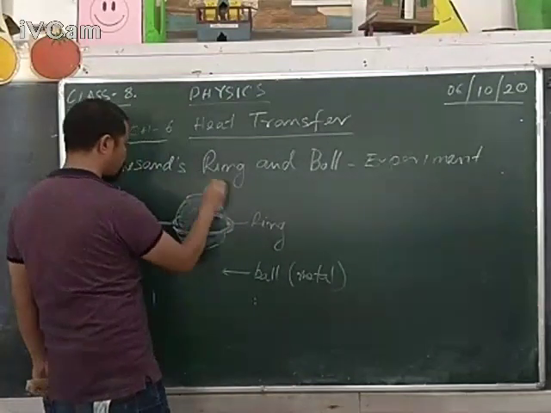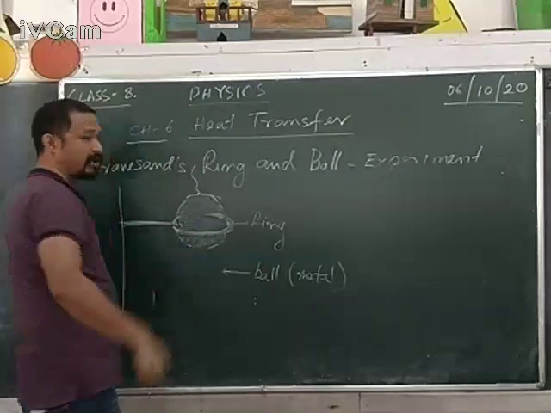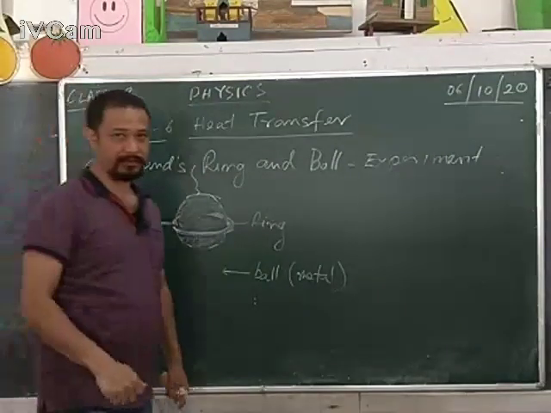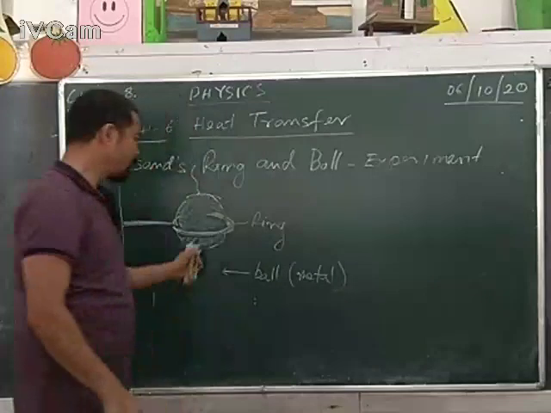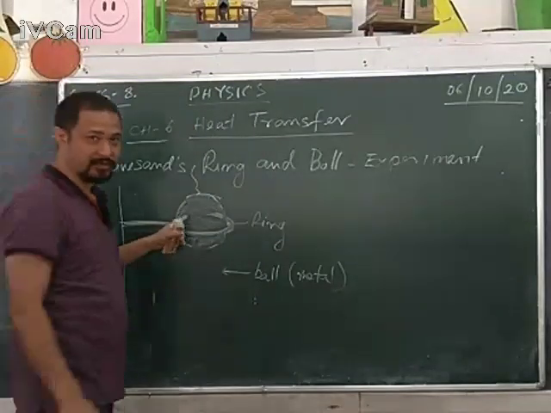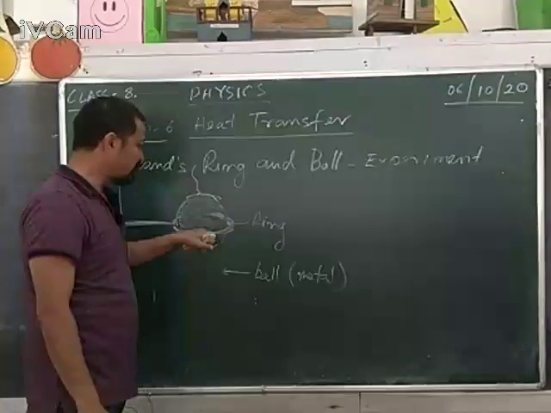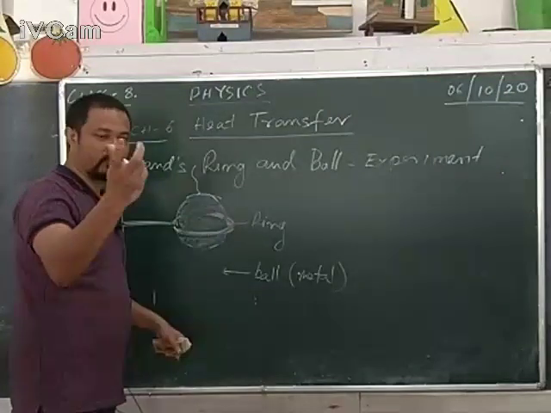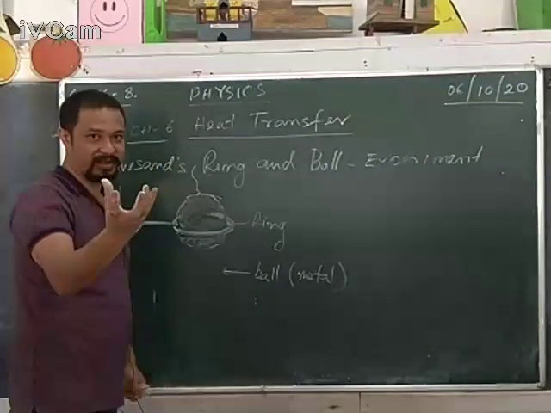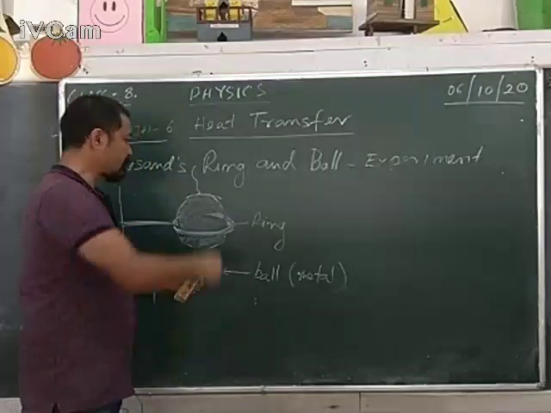When you try to put the ball through the ring, it will not go through. What is happening? Simple, children. The rim of the ring remains the same. It's not subjected to heat, right? So initially the ball was in its original volume, original dimension, original size. So it would go through.